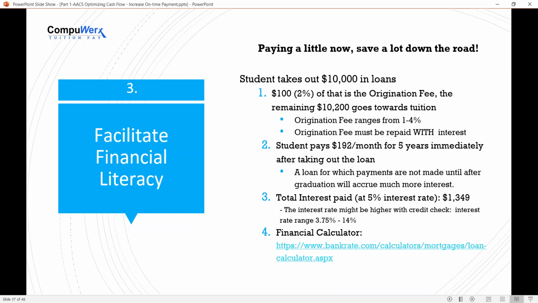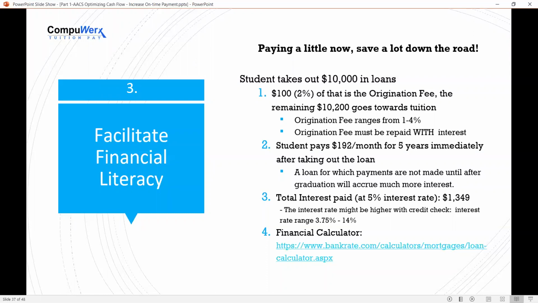So interest is based on a credit check. It depends on the credit of the student. It varies from 3.75% all the way up to 14%. Sometimes it's even higher, depending. The sub loans are even higher.